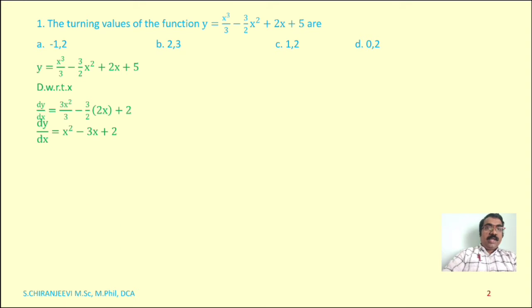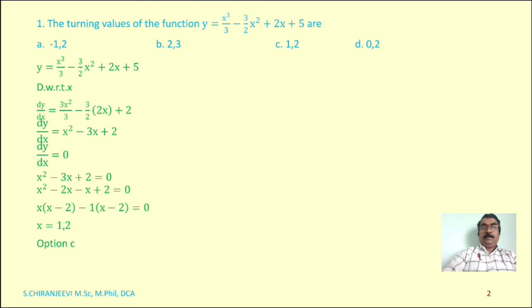So dy by dx equal to 3 cancels, so it will become x square, 2 cancels, it will become minus 3x plus 2. So which is a quadratic equation, and to find turning values we need to find dy by dx equal to 0. So x square minus 3x plus 2 equal to 0, which is a quadratic equation. Multiplying we need to get 2 and adding we need to get minus 3. So this can be taken as x square minus 2x minus x plus 2 equal to 0. So taking x outside it will be x minus 2. Taking minus 1 outside, so it will be x minus 2 equal to 0. So the values are x equal to 1 and 2. So the option is C.